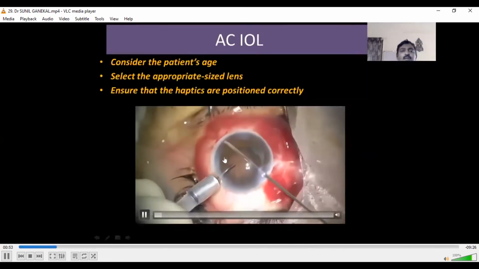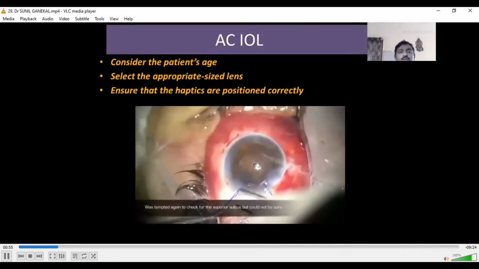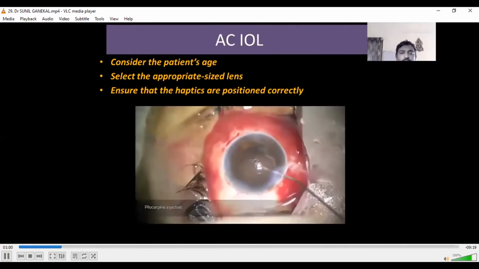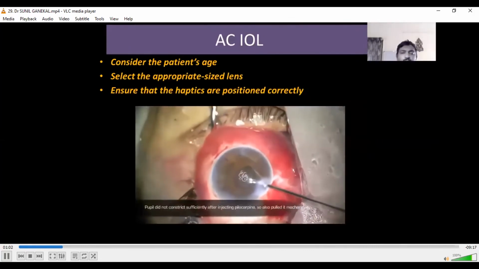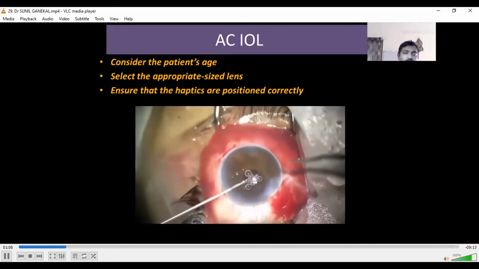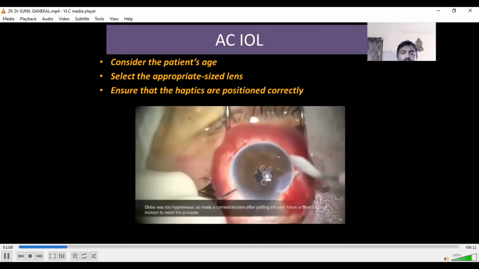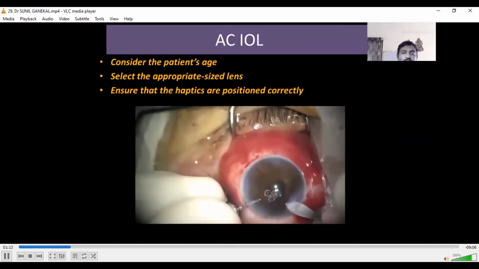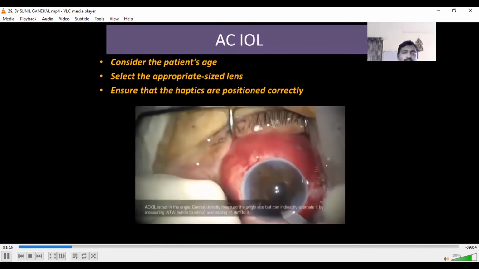Consider patient age while implanting an ACIOL, select appropriate size IOLs, and ensure that the haptics are positioned properly. Check for the capsular support, if it's there or not, before putting an IOL. Put pilocarpine to constrict the pupil, do a peripheral iridectomy, and the chamber should be very well maintained. Look at the orientation of the anterior chamber IOL. You can do either a clear corneal incision or a scleral tunnel for the placement of this IOL.